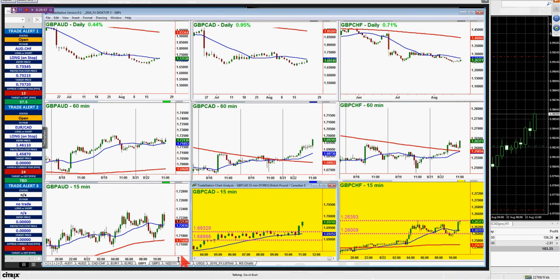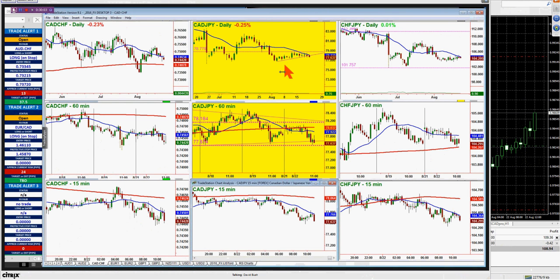Other ideas that are noteworthy here as we're almost at 11. We talked about this at some length. CAD yen, this is weakening to my eye. As I said earlier, it kind of feels heavy up here. We went through all the reasons why. This looks like a potential swing breakdown in CAD yen, and it has moved down to that lower boundary here in that 77.57 area. Obviously, different feeds will differ on that price. And it looks like the CAD is really getting beat up.